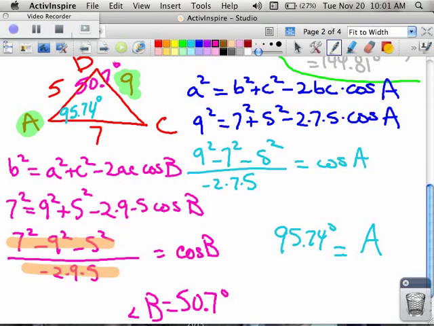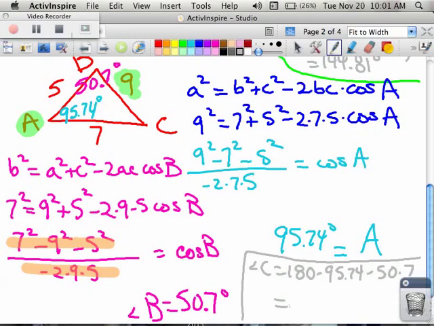And then to find your last angle, of course, all you have to do is subtract from 180. So as you subtract from 180 to find angle C, you get 180 minus 95.74 minus 50.7, and you end up with angle C being 33.6 degrees.